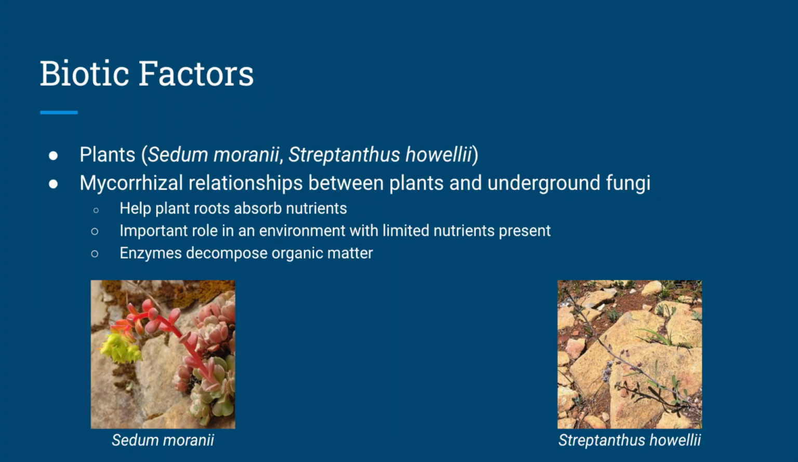The biotic factors in a serpentine ecosystem are valuable players in facilitating the survival of the organisms that inhabit it. One such factor is the mycorrhizal relationship that plants and fungi share. These relationships are beneficial to plants that live in these ecosystems because they enhance the ability of plants to absorb essential nutrients. This is especially important in a serpentine ecosystem since nutrients can be limited. Additionally, these fungi produce enzymes that help decompose organic matter, which ends up acting as a source of nitrogen.